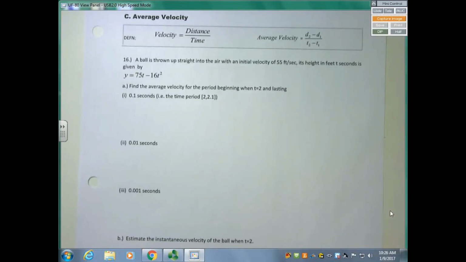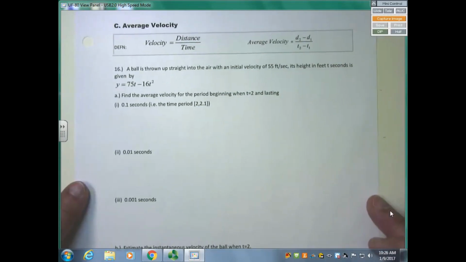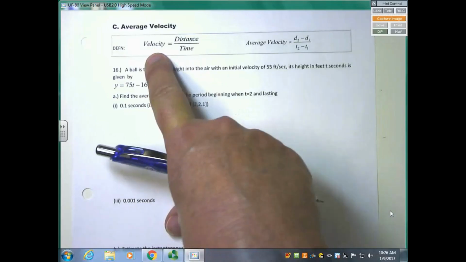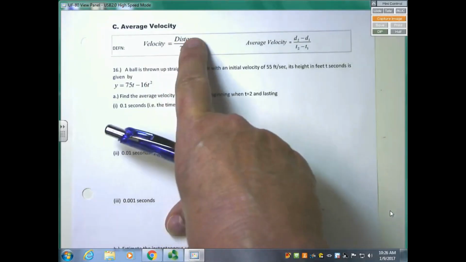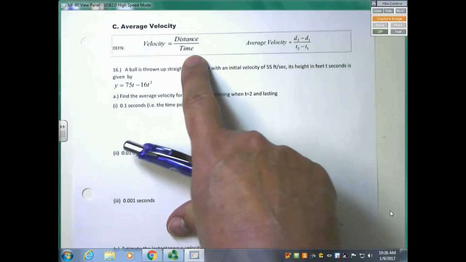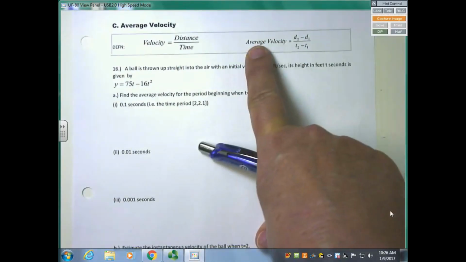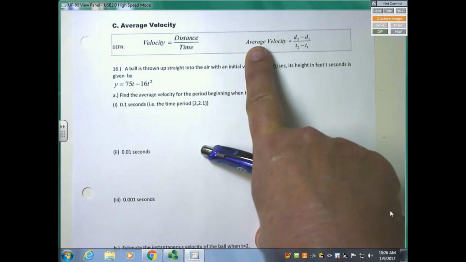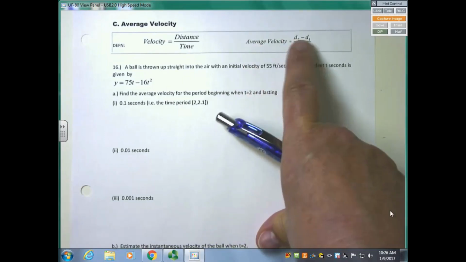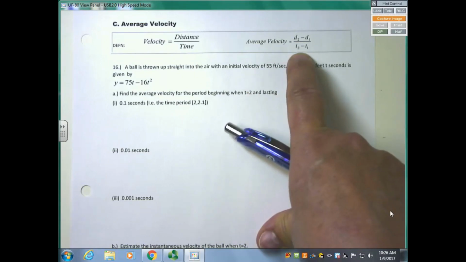Okay? So let's just kind of go through. Those of you in physics or who remember this from high school days, we know that velocity, instantaneous velocity at any given point in time, is the distance divided by the time. Okay, that's a formula that we all know for velocity. Average velocity, when you see that word average, typically that means you're looking for a slope. Okay? So notice that the average velocity is going to be the difference of the two distances divided by the difference of the two times.